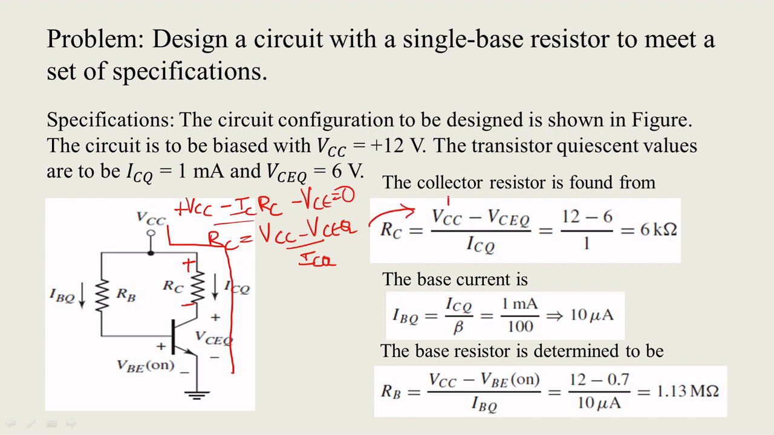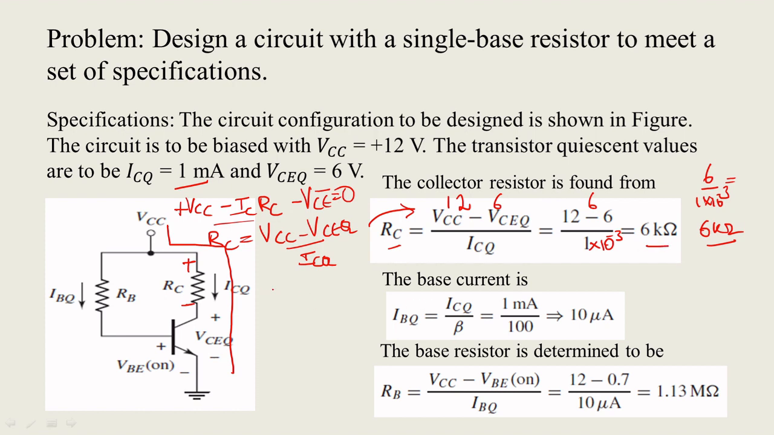So this is the formula they have written. What is VCC? 12. What is VCQ? 6. And what is ICQ? 1. So 12 minus 6 divided by 1. ICQ is in milliamps, right? So when it comes, it becomes kilo. 12 minus 6 will be 6. So 6 divided by 1 into 10 to the power minus 3, we will get 6 kilo ohms. So this is the way they determine the RC value.